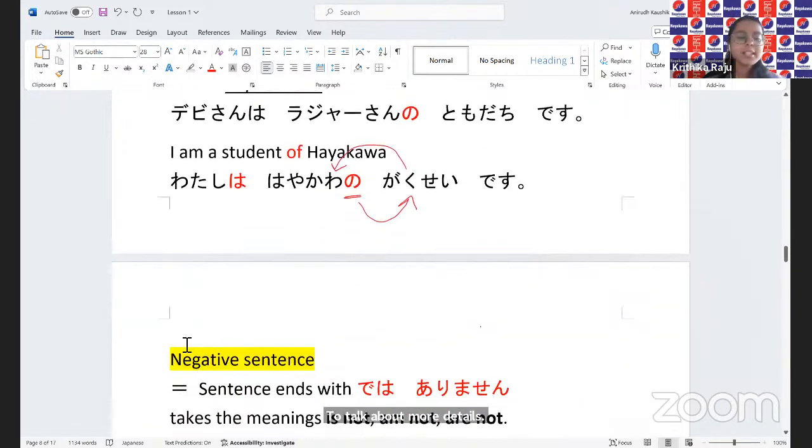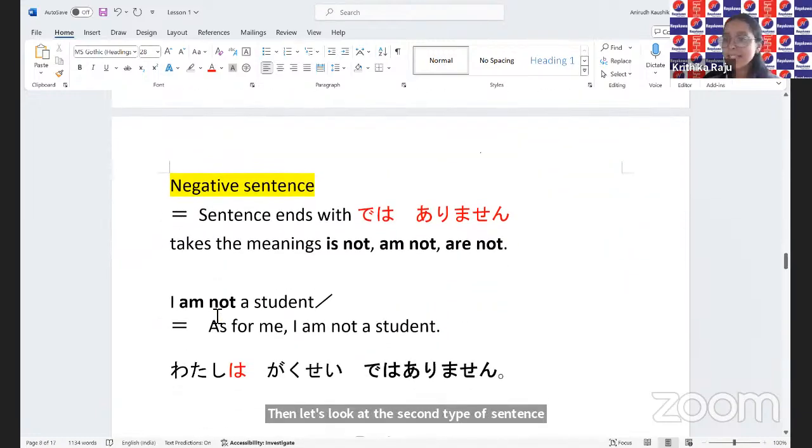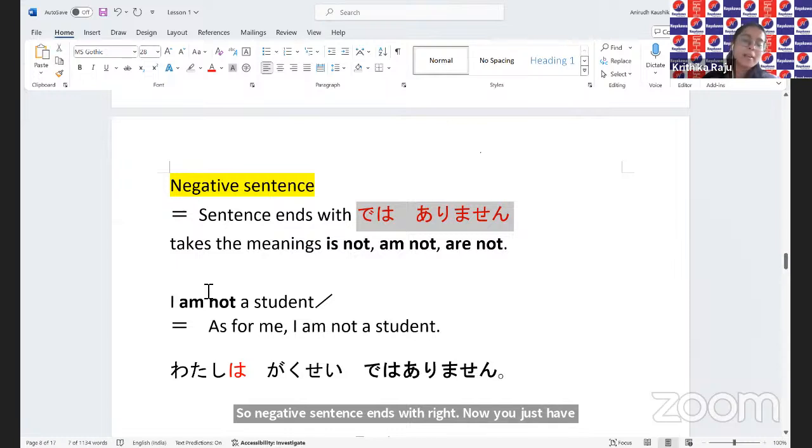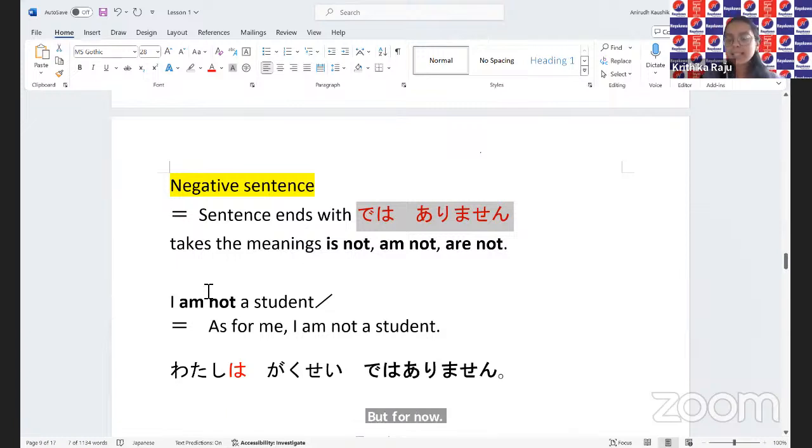All right. Now let's look at the second type of sentence, which is a negative sentence. Sentences that end negatively. I am not a student. You are not a doctor. They are not football players. Not, is not, am not, they are not, we are not, you are not, all of that. Right now, you just have to remember this. This will become clearer to you maybe in your 9th lesson. But for now, I want you all to repeat after me twice and remember this.